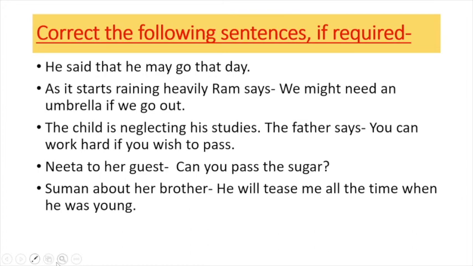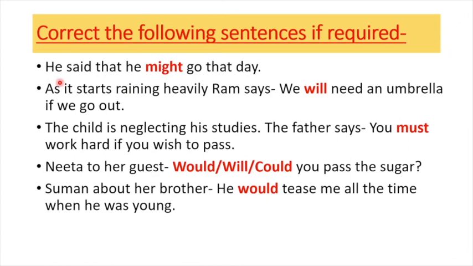Now let us see the answers. He said that he might go that day. In the question sentence we had may. May denotes present tense, but in past tense we use might. He said, this is in past tense. That means the main clause is in past tense, so the subordinating clause must also be in the past. Instead of may, we should use might.